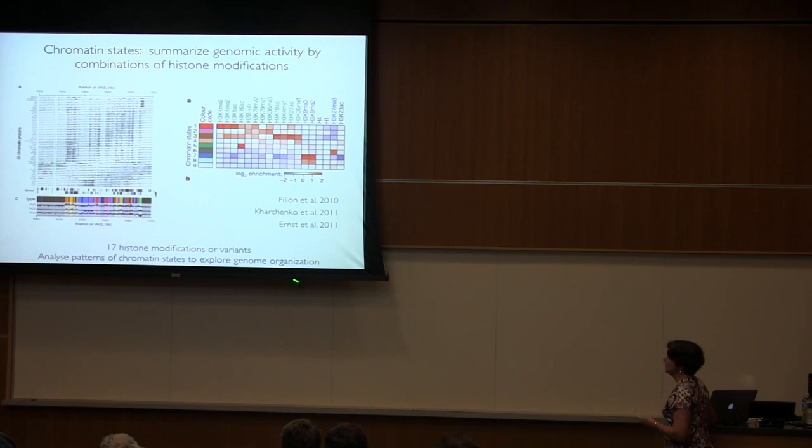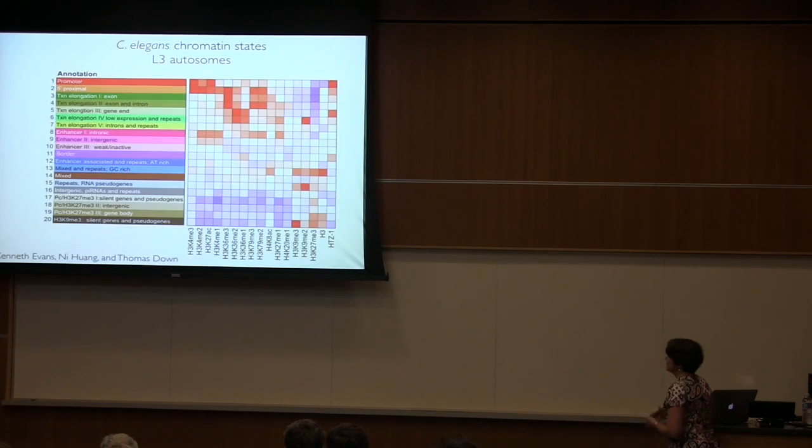This is very useful because when you go back, you can find that certain colors or combinations associate with different features in the genome. We applied this using our 17 histones or modifications, and here's the chromatin state map for L3 autosomes. We have 20 states, and after annotating where these are on the genome, we can see that state 1 is where the promoters are located. We can see transcription elongation states on the bodies of genes, associated with introns or exons, and enhancers in certain states, states 8, 9, and 10. The states at the bottom are more associated with gene inactivity: the Polycomb-associated marks enriched for H3K27 trimethyl, or H3K9, which is also a mark of gene inactivity.